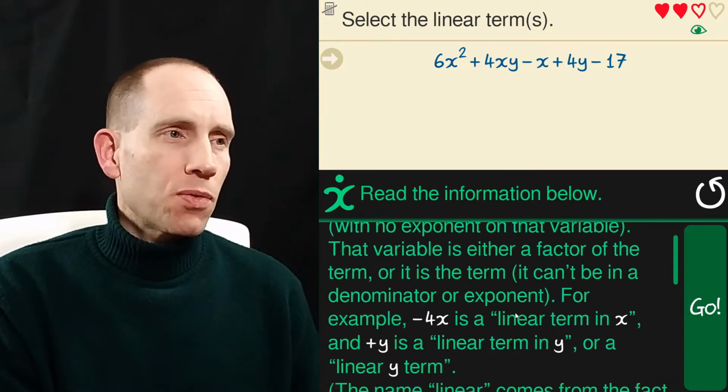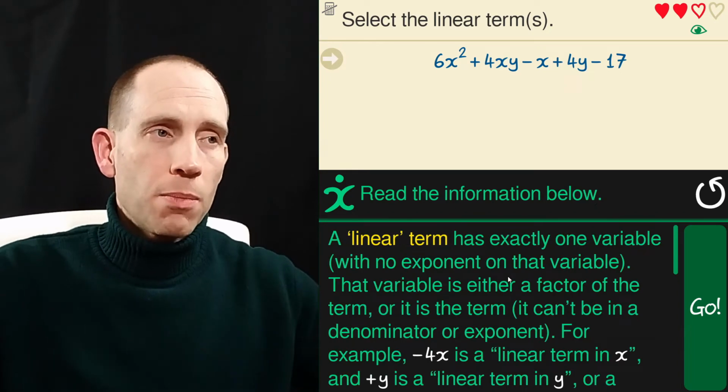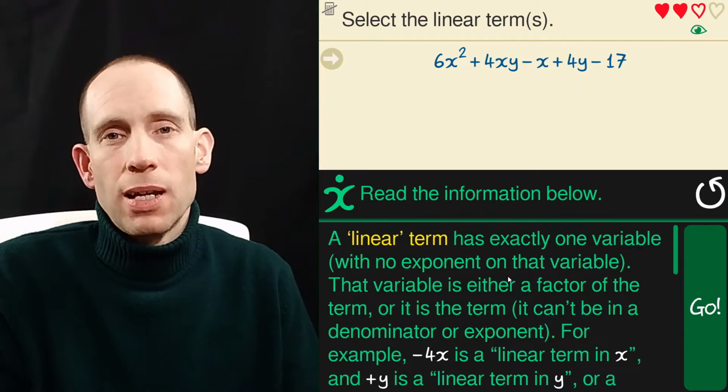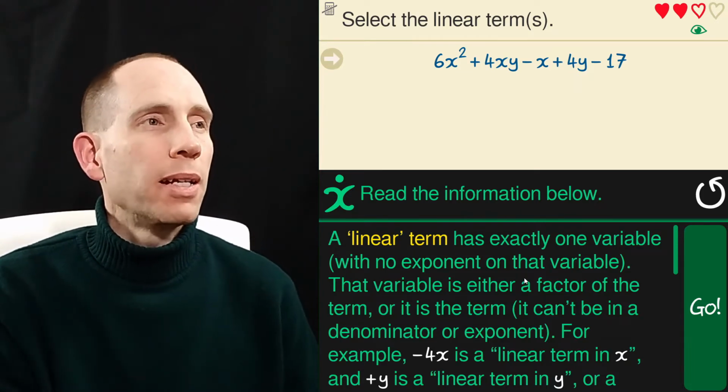And the name linear comes from when you have these kind of terms, they make a function defining a graph, they define straight line graphs. So you get straight lines, linear. That's where the term linear comes from.